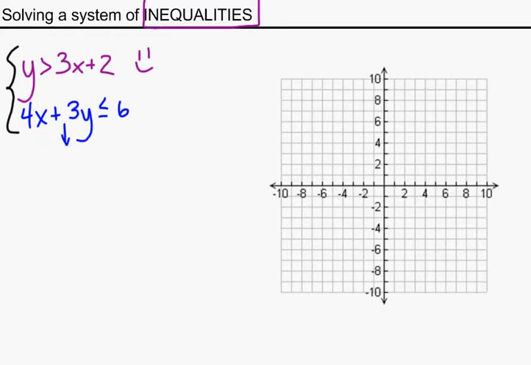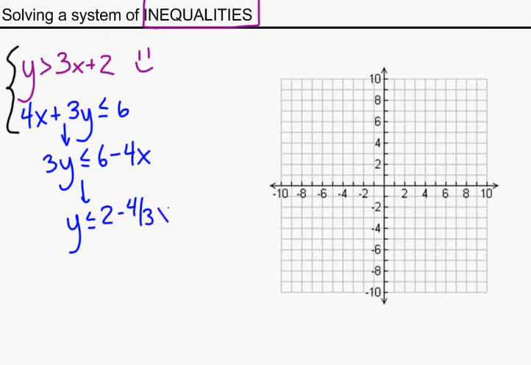So I take my second inequality, and I begin to solve for y. So I subtract the 4x over. And in doing so, I get 6 minus 4x on the right-hand side. And then divide everybody by 3. So I get y is less than or equal to 2 minus 4/3 x, which is now in slope-intercept. So I can easily graph it.